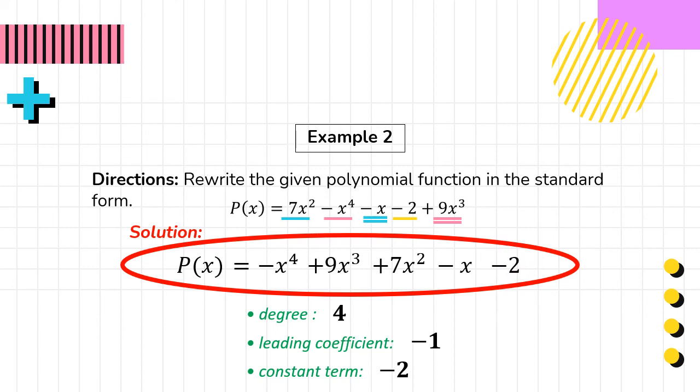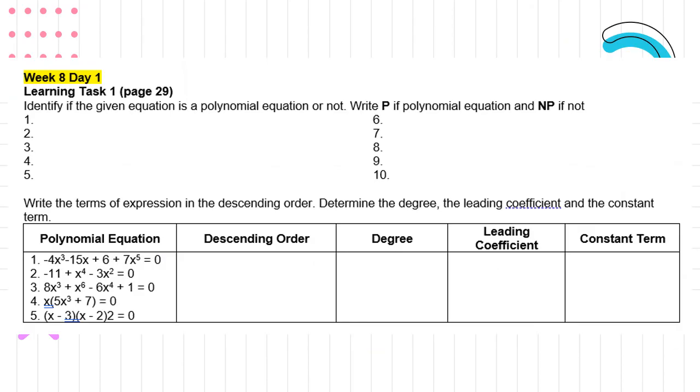Okay po, I hope malinaw ang paraan ng pag-explain ni ma'am. Kung may question, pwedeng i-type sa ating GC. So, ang ating activities ngayon is itong activity ng week 8, day 1, learning task 1, page 29. So, identify if the given equation is a polynomial equation or not. Write P or NP. Kanina nasagutan na natin ito, so dapat ma-perfect nyo ito dito. So, next one is to write the terms of expression in descending order, determine the degree, the leading coefficient, and the constant term. So, kagaya ng ginawa natin kanina.